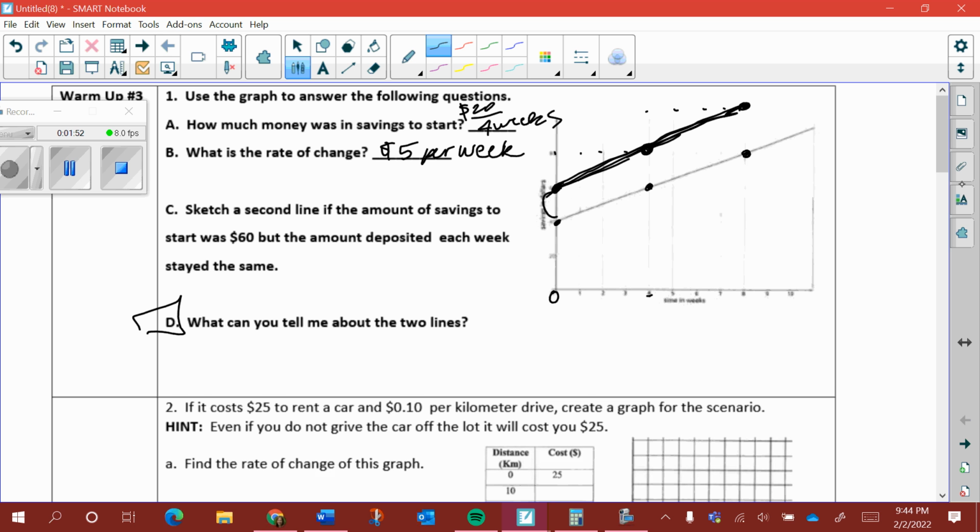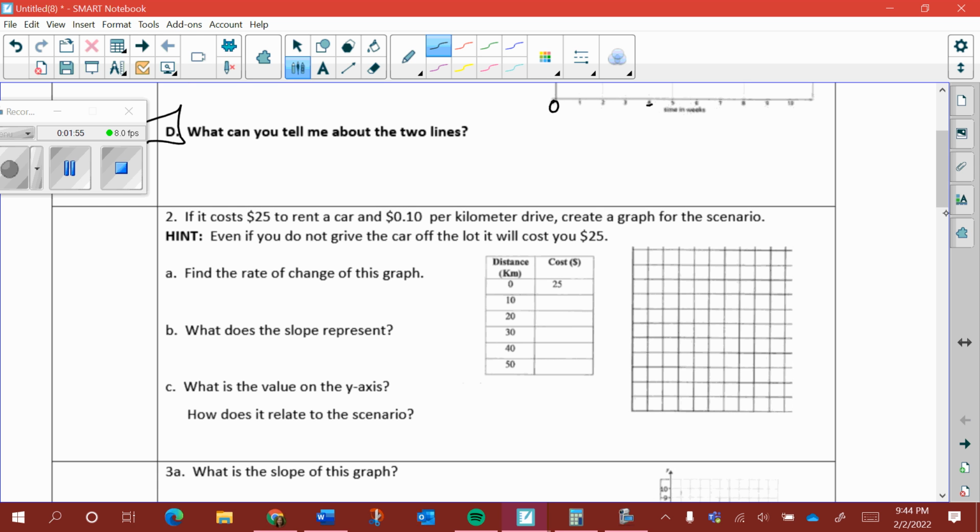If the cost is $25 to rent a car and it's 10 cents per kilometer to drive, create a graph and scenario. Hint, if you drive the car off the lot, you still owe $25. So go ahead and fill out the table, knowing that it's $25 plus 10 cents per kilometer. Pause me and try it. I will tell you that you have numbers through here and you get 30, I believe, down here for 50.